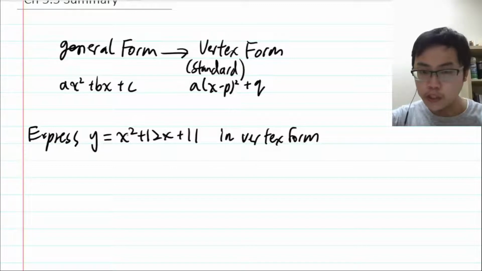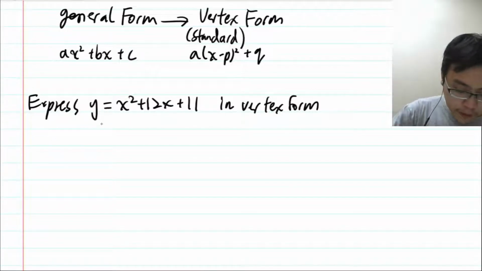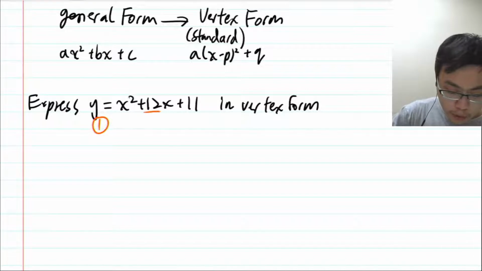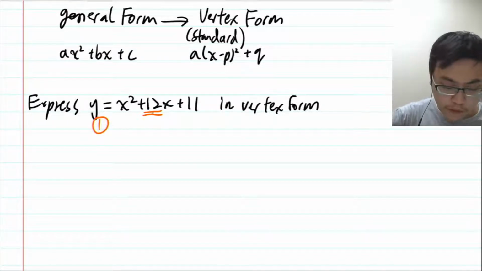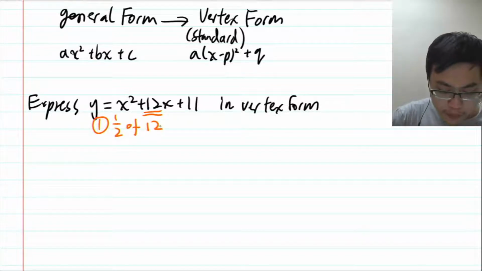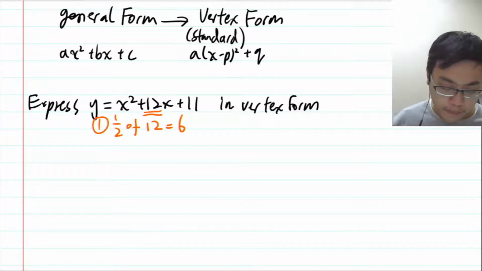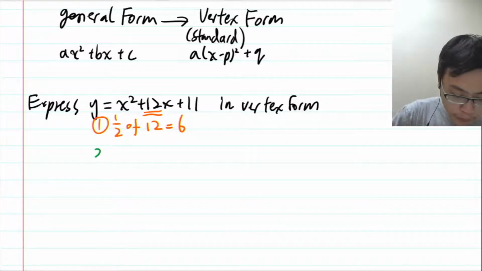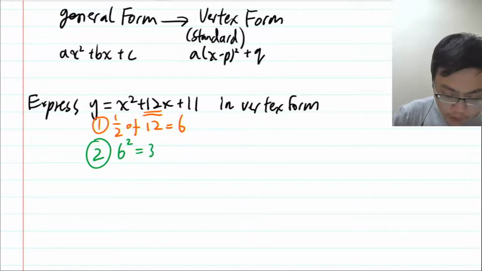Now what we usually do, if you remember correctly from my lesson, the first step is we need to look at the value of b, check the value of b, and we're going to take half of the value of b. Half of 12, and that is going to be 6. Then the second step is we're going to square that number. We're going to do 6 squared. That's going to be 36.